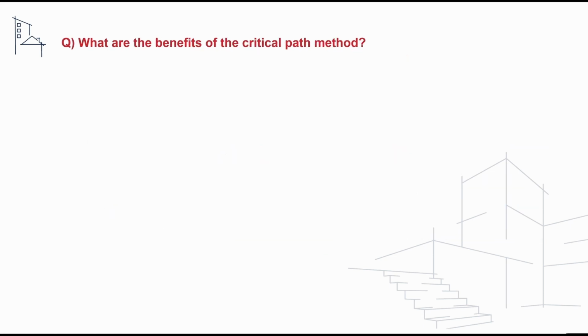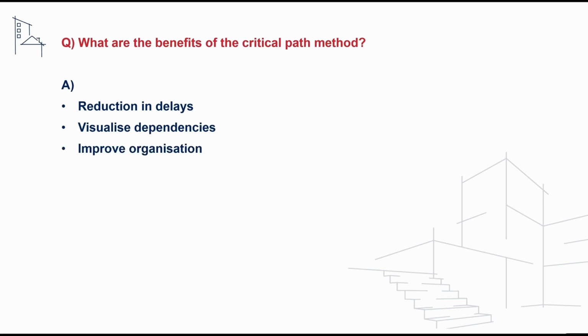Activities on the critical path are known as critical activities because if they are delayed, then the whole project will be delayed. We may also be asked a question by the assessors on our understanding of the benefits of the critical path method, and to address this, we can first of all reference a reduction in delays. The critical path method helps identify the most important sequence of tasks in a project, and managers can use this information to reduce delays by optimising work along the critical path.